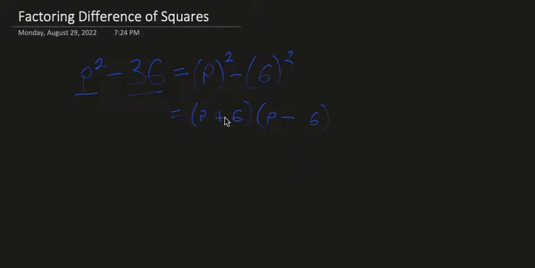If we FOIL p plus 6 and p minus 6 together, we will get p squared, and then p times negative 6 is minus 6p. 6 times p is plus 6p, and then 6 times negative 6 is negative 36. We can combine these two middle terms, and we're going to get p squared minus 36, which is what we started off with.